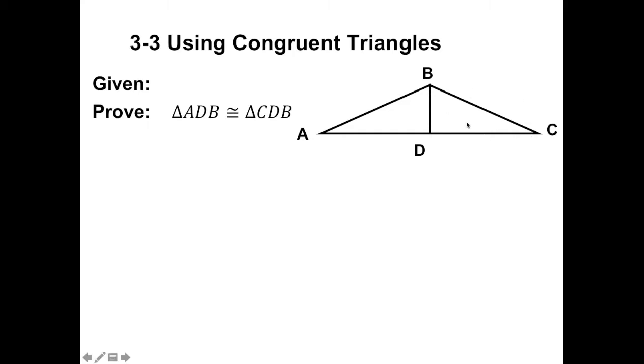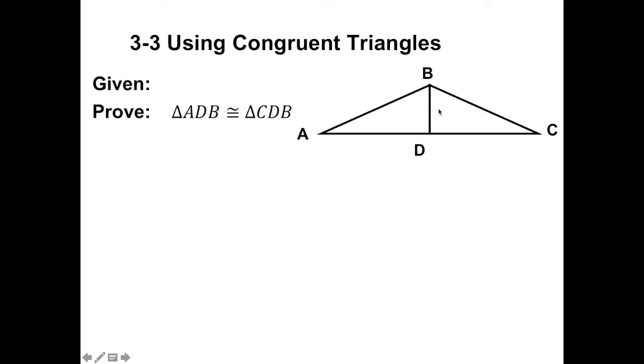Actually, wait, first a second. Can we actually mark up anything right now? Do we know that these are perpendicular? No, we don't know that BD is perpendicular to AC yet, so we can't actually mark that up. What do we know is congruent to itself? That'll actually be helpful for us.